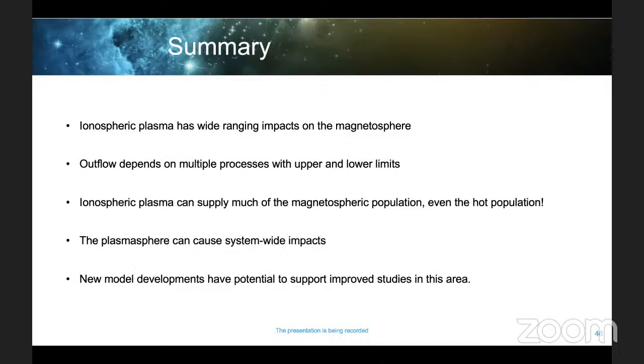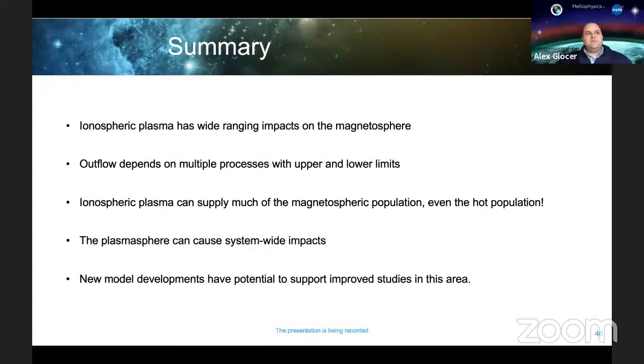Okay, great, very interesting. And moving on to the next set here, Bill Lotko actually had a couple of questions during the talk. So the first one was, is the O+ outflow flux source limited, i.e. is the max limited by the number of O+ ions available in the source region, or is the max limited by other factors?